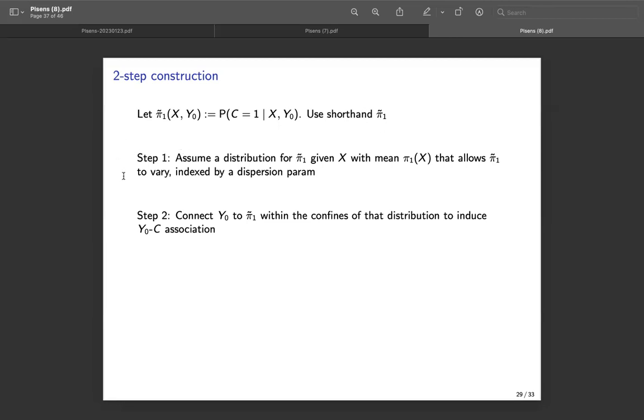So our construction involves two steps. Step one is to assume a distribution for pi tilde 1 given x that has mean pi 1 given x. It needs to be anchored on this because this is observed, right? This is identified from data. So we want a distribution that has this mean and allows pi tilde 1 to vary around it. This distribution is indexed by a dispersion parameter that we can use as a sensitivity parameter. And then step 2 is, given this distribution, we want to connect y0 to pi tilde 1 in some way that induces an association between y0 and c.